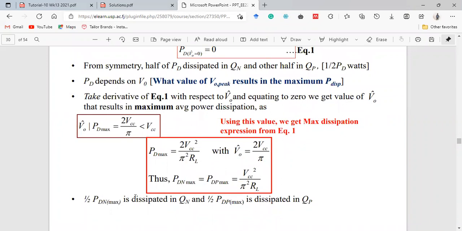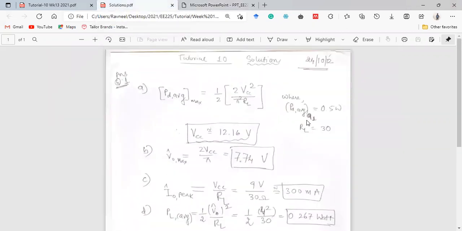Now we know the average power delivered by one transistor. That would be half the maximum power delivered. So we use this formula, 2 times VCC squared upon pi squared RL, multiplied by half, because each transistor is going to contribute half of the power. We know the average power delivered is 0.5 watts, and the load resistance is 30 ohms. So we know RL and PD, and we need to calculate VCC. Solving this formula for VCC, we get VCC equal to 12.16.